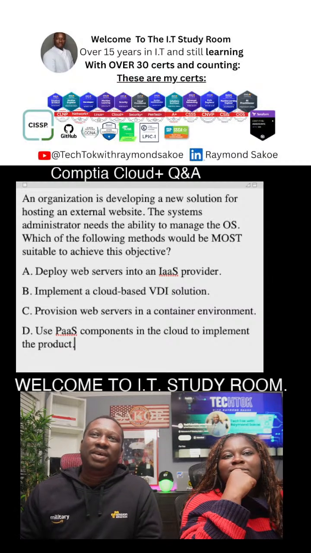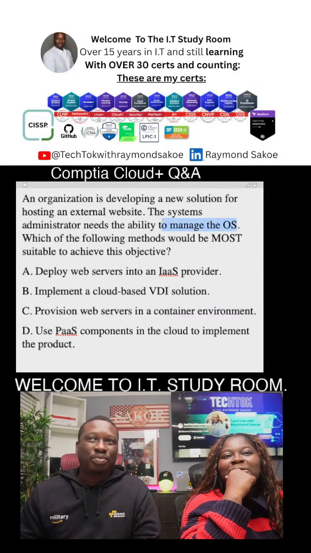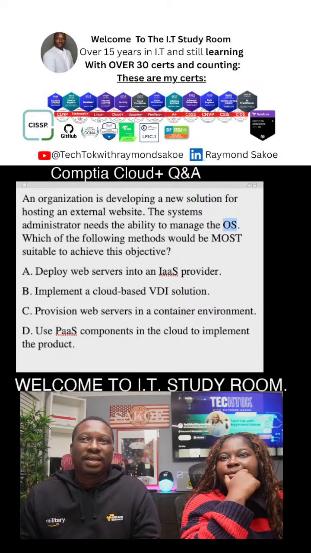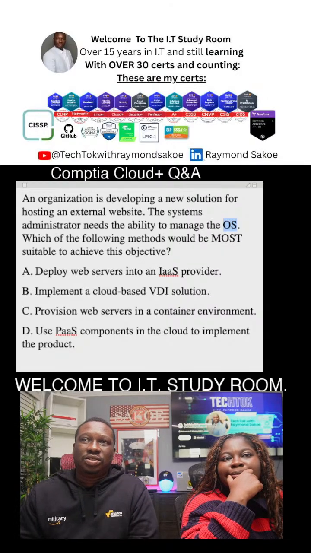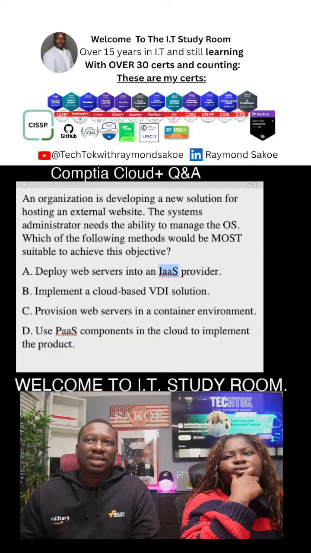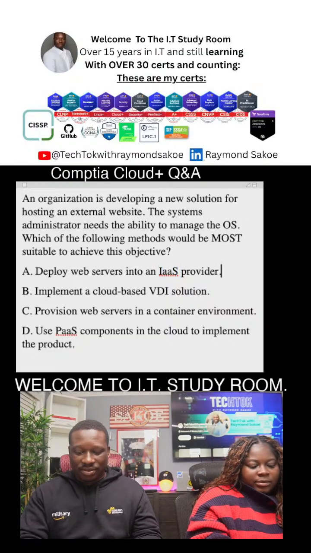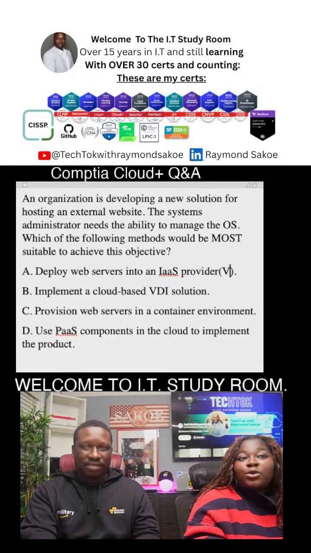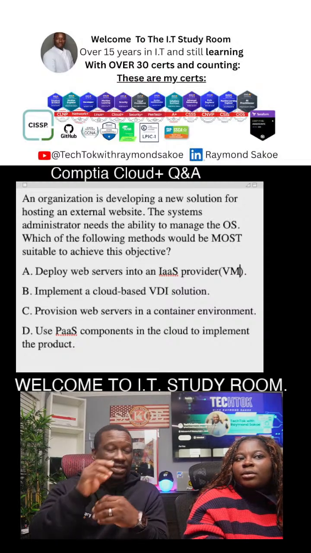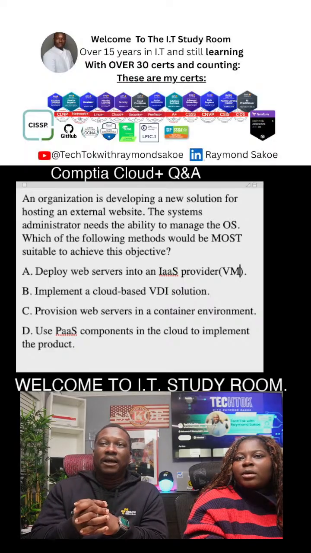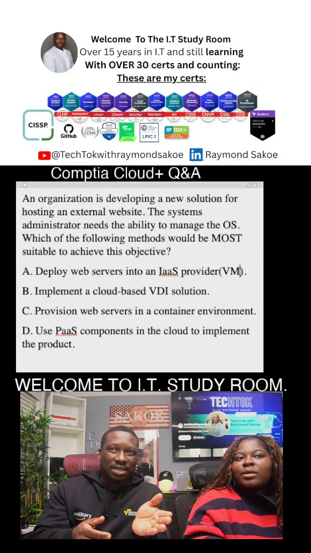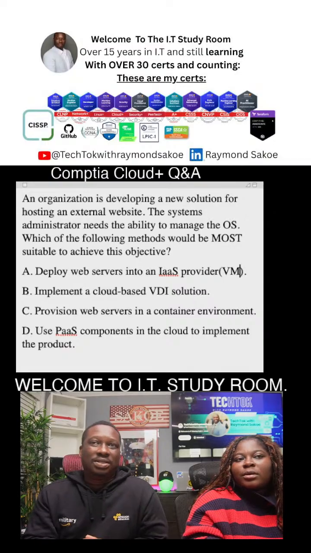The key word here is the ability to manage the OS, operating system. So the answer would be A: deploy web servers into infrastructure as a service. Which is basically creating a VM, a virtual machine. A virtual machine would give you the underlying operating system, so you can even select what operating system you want to use, and under the shared responsibility model, the patching of the OS is on you to implement.